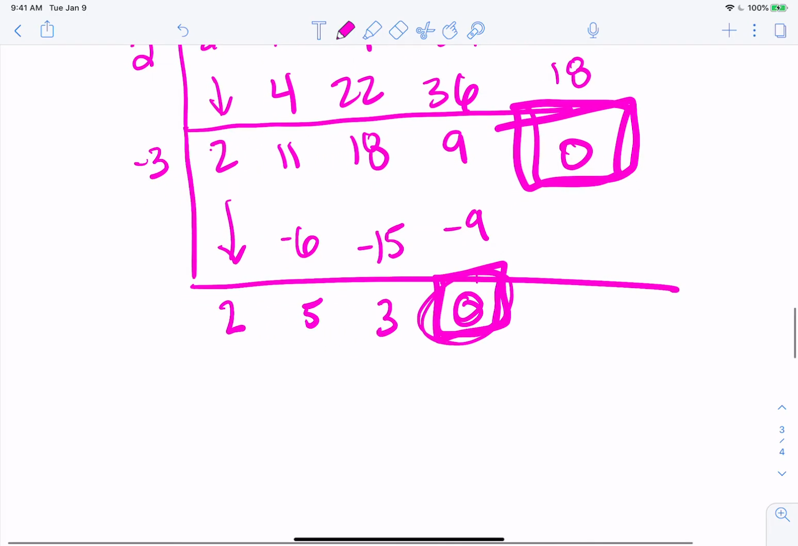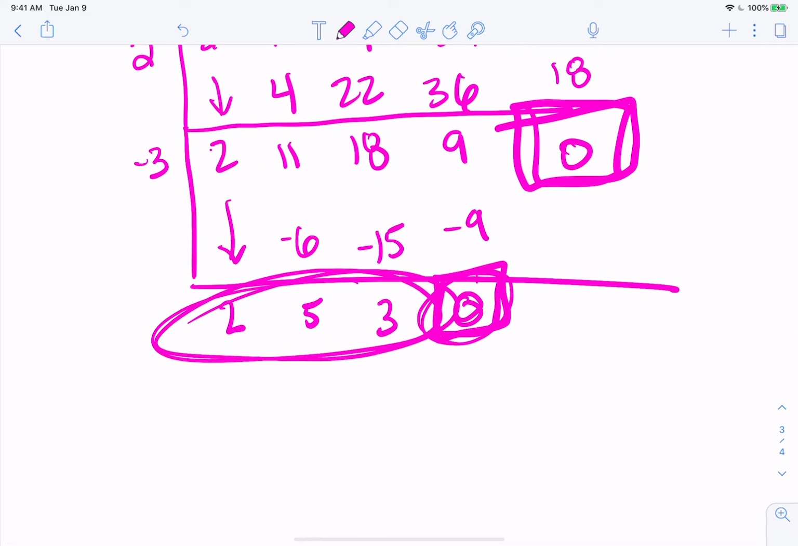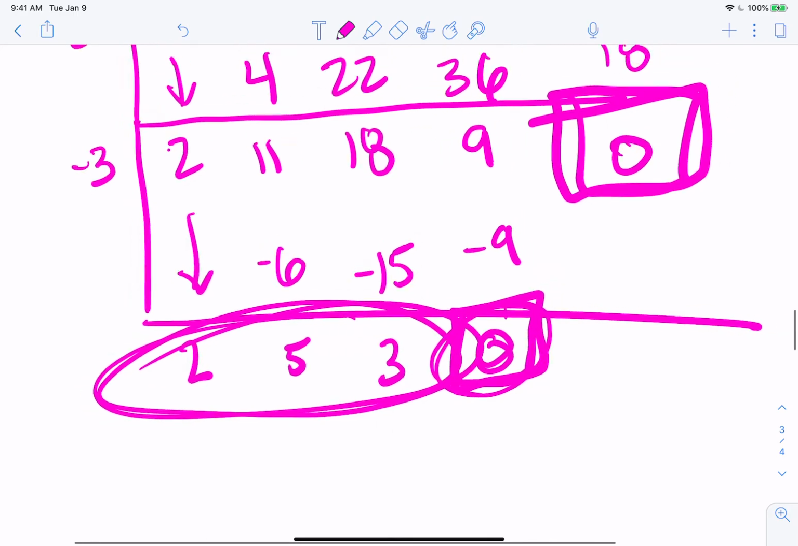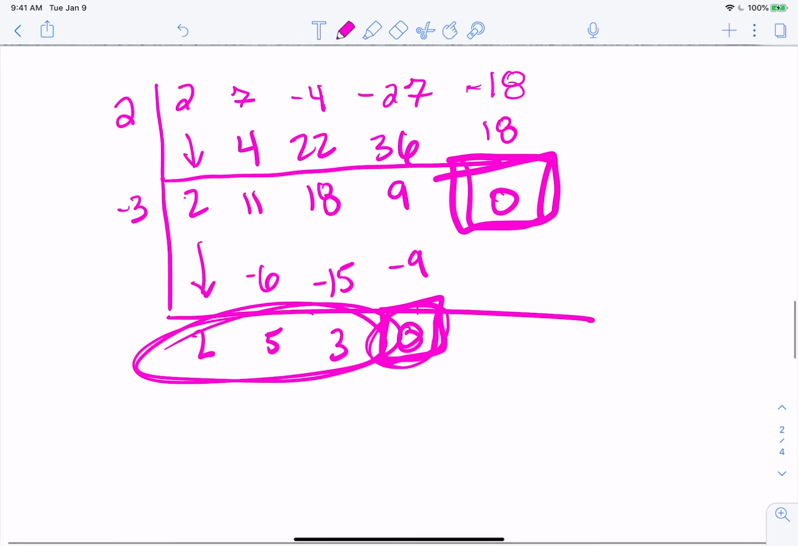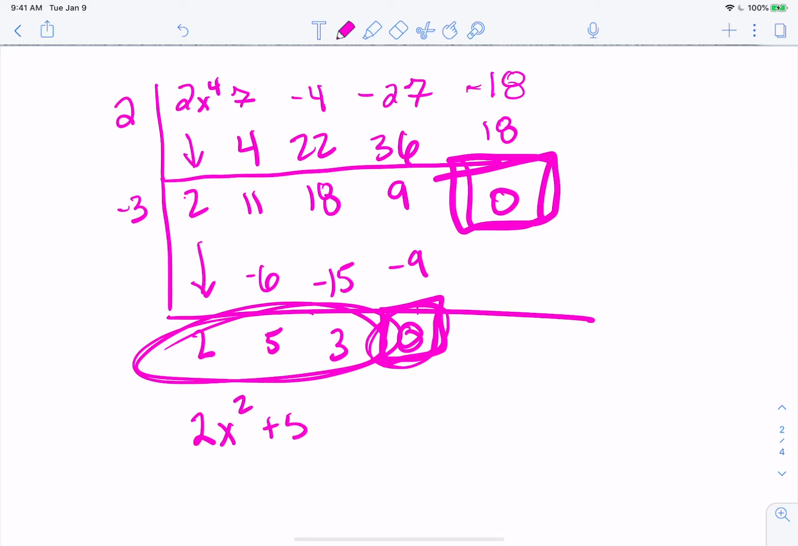Okay, now, what does this guy look like? That's our thing. But what is it? 2x cubed. Is it x cubed or x squared or x? It is x squared, because we took it from x to the 4th power, and we've divided twice. So this is 2x squared plus 5x plus 3. That's what he is, yeah?